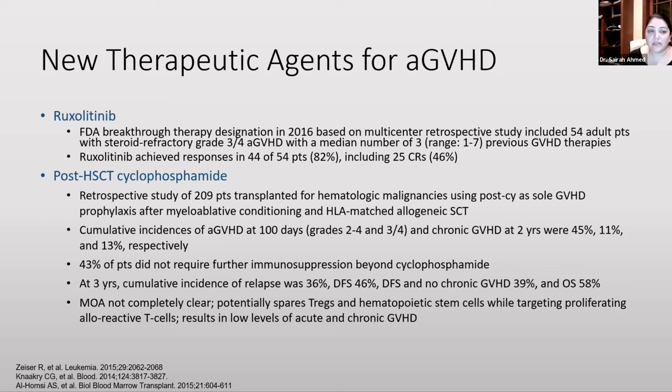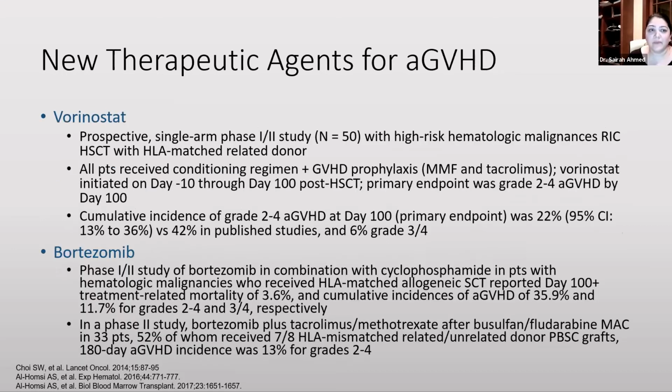Some of the early data was a little bit hard to interpret because generally haploidentical transplants were where post-transplant cyclophosphamide was first used, and those transplants initially were marrow only. But as we've moved to more peripheral blood, as well as other types of donors, we've seen that post-transplant cyclophosphamide has indeed held as an improvement in terms of the incidence of acute GVHD and chronic GVHD.